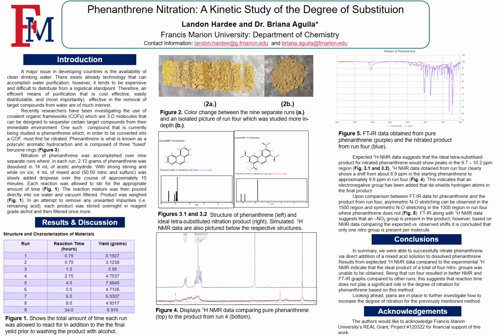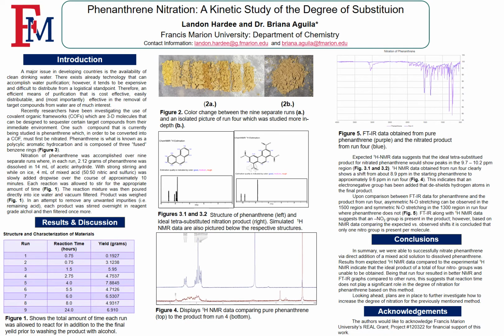In figures 3.1 and 3.2, we can see that the expected NMR data suggests that the ideal tetra-substituted product for phenanthrene shows peaks in the 9.7 to 10.2 range, and this would be in figure 3.2.